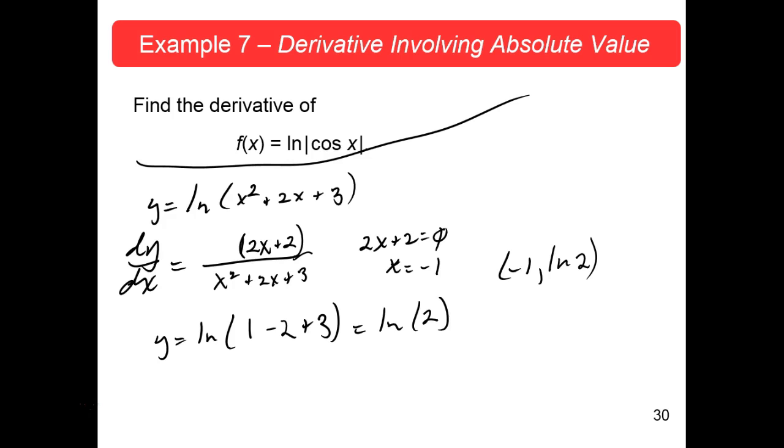Here's your function, and when x equals negative 1, that's where your first derivative is 0. Plug that in, and that gives you your y, and that's exactly what we did here. That gives you the y value, log 2.